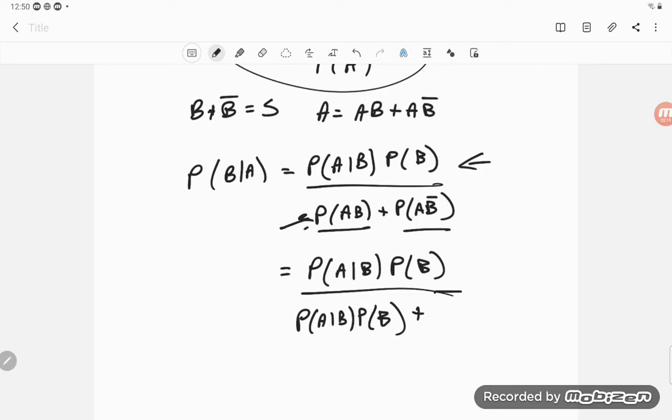And then plus P of A given B bar times P of B bar. And actually, we tend to see it something like this.